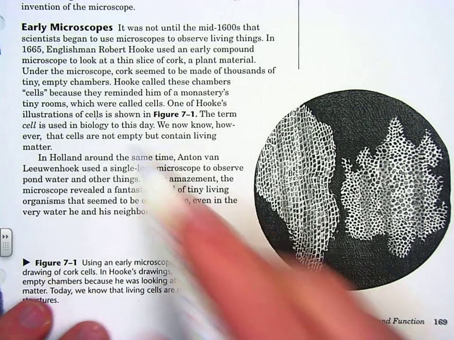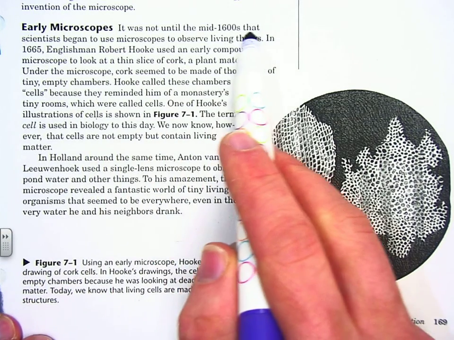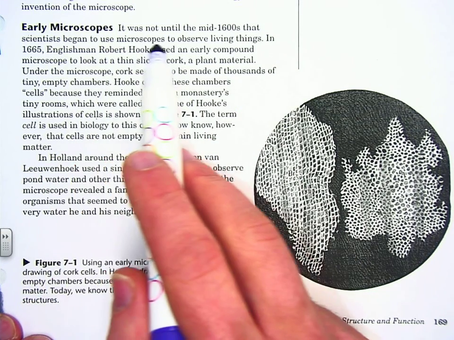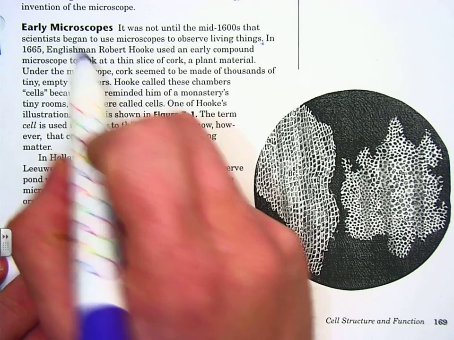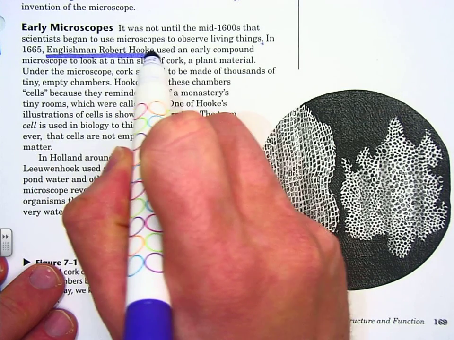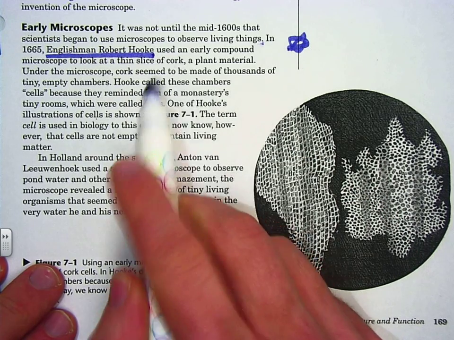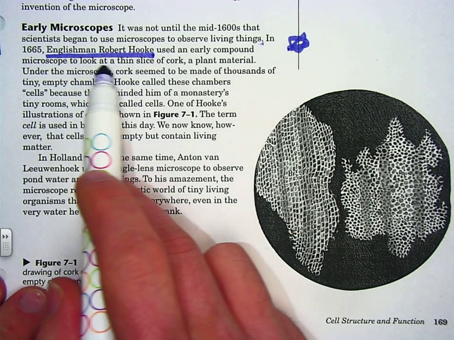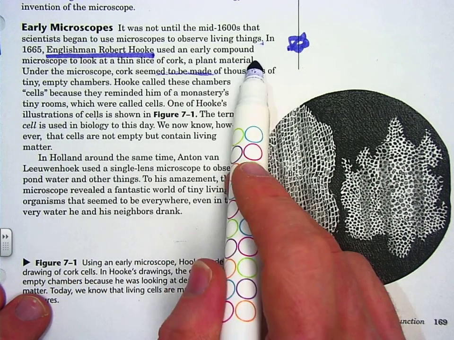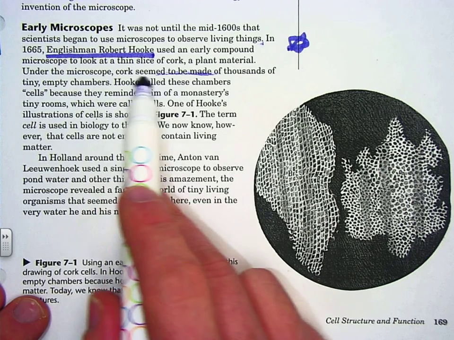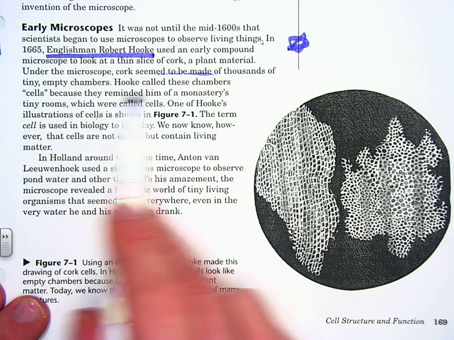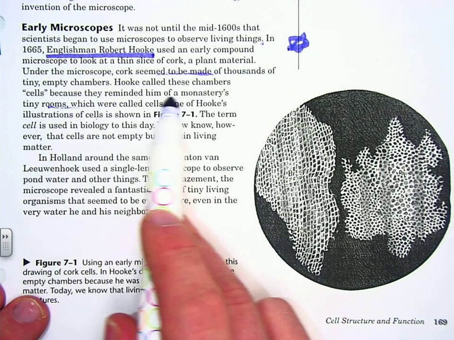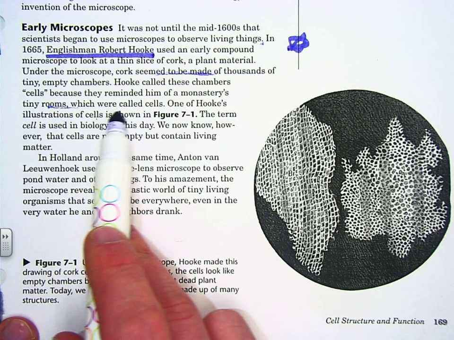Early microscopes. It was not until the mid-16th century that scientists began to use microscopes to observe living things. In 1665, Englishman Robert Hooke, I want you to know that Robert Hooke might be a good quiz question, used an early compound microscope to look at a thin slice of cork, a plant material. Under the microscope, cork seemed to be made of thousands of tiny empty chambers. Hooke called these chambers cells, because they reminded him of a monastery's tiny rooms, which were called cells.